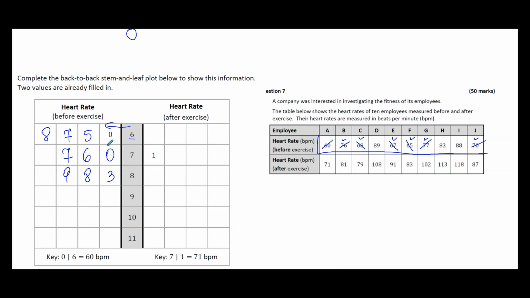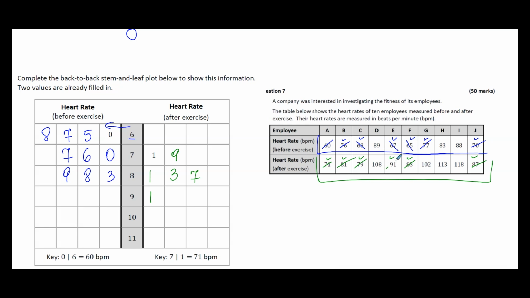So we have before, and then we do exactly the same for the after. So again, we start with 6. How many? Oh, we don't have anything in 6. Okay, how about 7? We have 71, 79, and that's it. Then 80s: we have 81, 83, and 87. So 1 smallest, followed by 3, and the last one will be 7. Then 90: we have only one, 91.